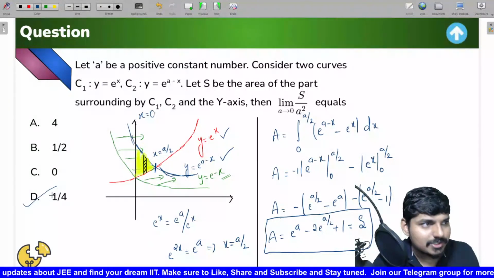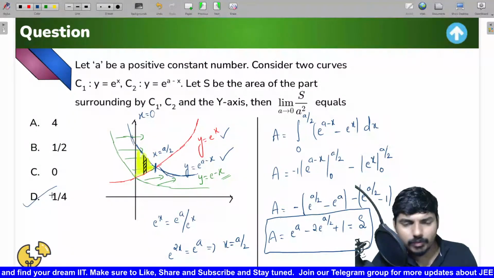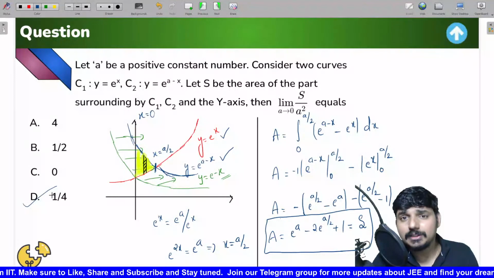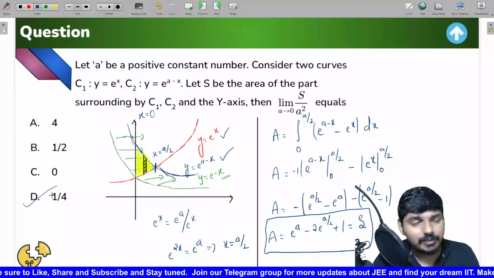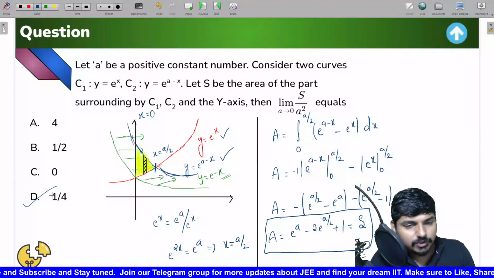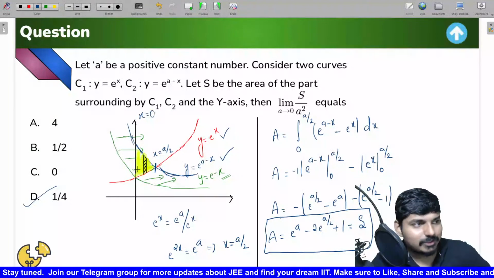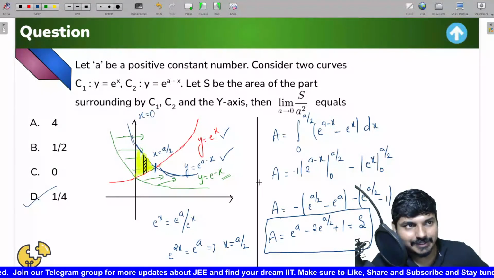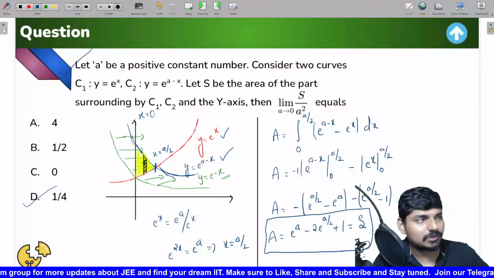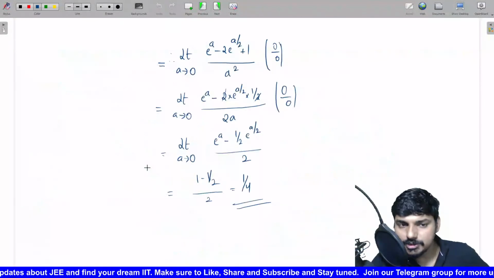You see, in this question, first important thing is drawing the graph of y equal to e raised to a minus x. You have to use the concept of transformation of the graph to draw this y is equal to e raised to a minus x. And once you have drawn the graph, आपको एक idea मिलेगा what area you're going to get, and according to that you figure out the area, and then you find out limit a tending to 0 s by a square. So I hope this question is clear for all the students out there.